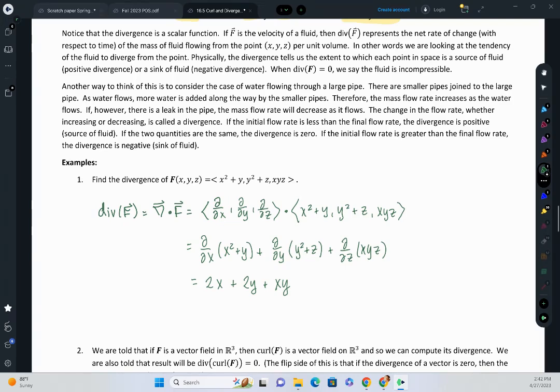If x and y were negative, of course, this would be a negative divergence, which means there was a sink. We lost some fluid. And if x and y are positive for this particular one, it looks like we'd have positive divergence, which means there's a source.